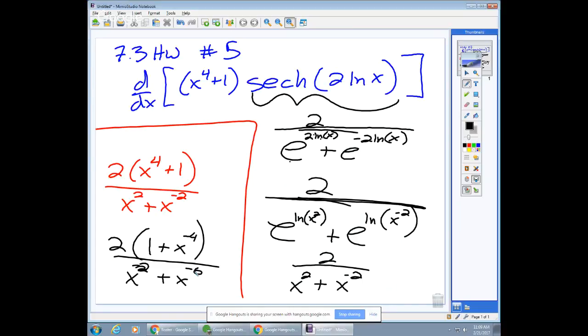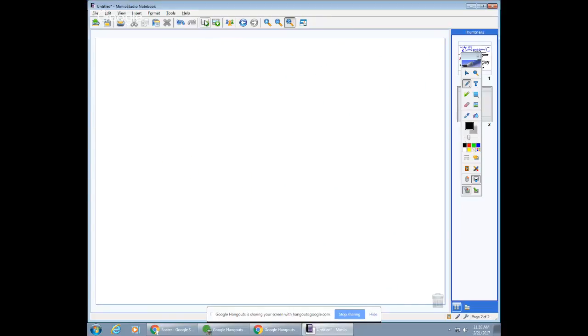Okay, Darren's got an idea. What would you do, Darren? The only way to do that immediately would be to rewrite this as just 1 over x squared, which is one reason I was thinking about multiplying top and bottom by x squared. Might help, might not. So we've got 2 times x to the 4th plus 1 over x squared plus x to the negative 2, and we could just leave it like that and take its derivative.